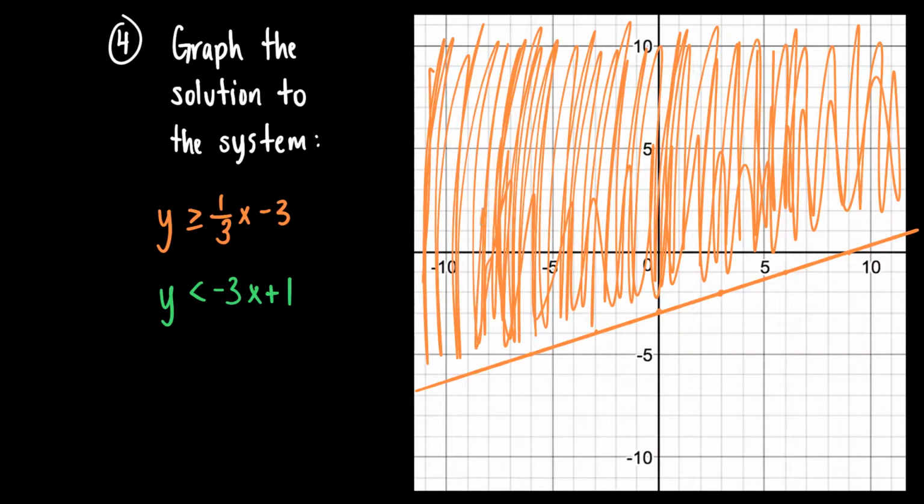So I'm going to shade this in. Obviously, I didn't shade every single thing in. There are gaps, but those are all the places where the y value is greater than or equal to 1/3 of the x value minus 3. Okay? All right, how about the green inequality now?